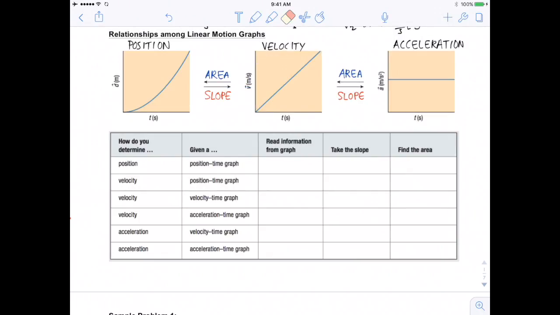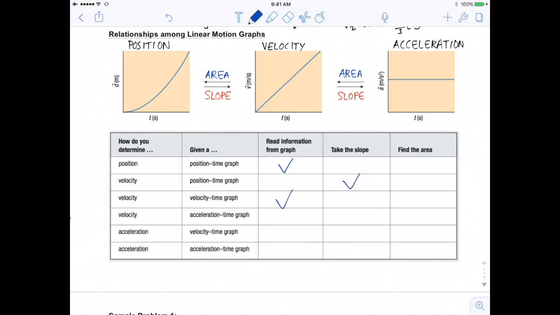This chart summarizes the skills that we've collected when dealing with graphs of motion. If you want to determine the position from a position time graph, you simply read it from the y-axis. If you want to determine velocity from a position time graph, you would have to take the slope of the position time graph.